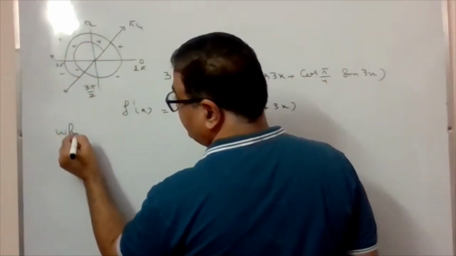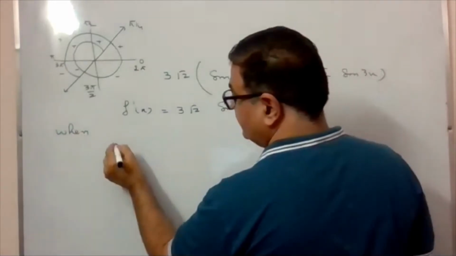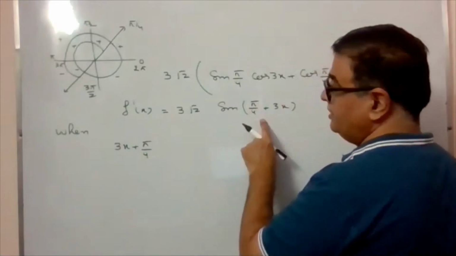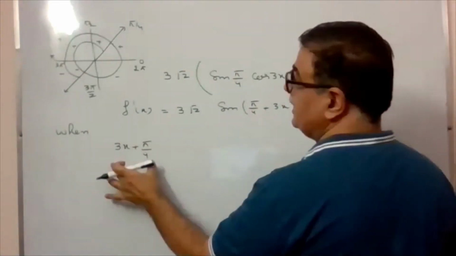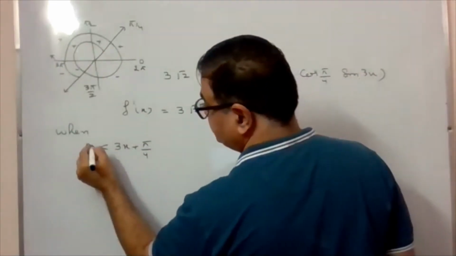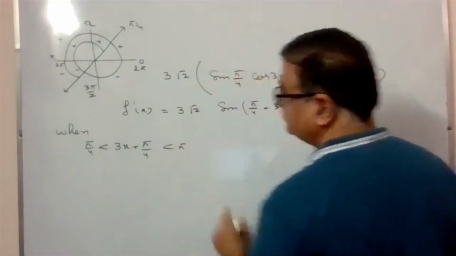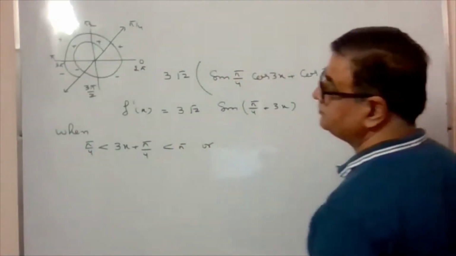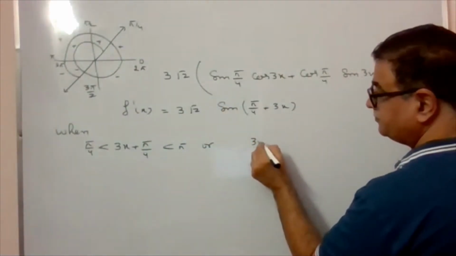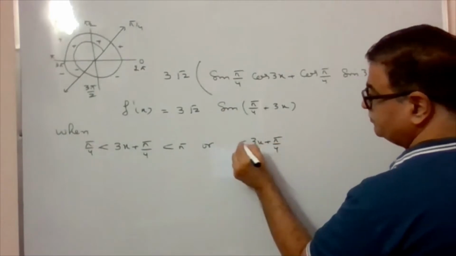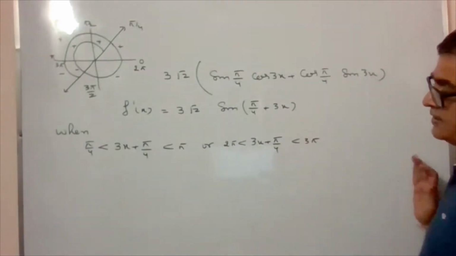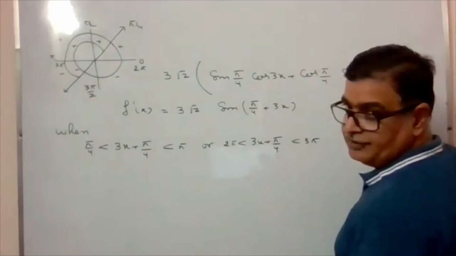First we write when 3x plus pi by 4 is an angle going from pi by 4 to pi, it's plus. Or the second part, 2 pi to 3 pi, it is plus. So this is the interval, or this is the interval.